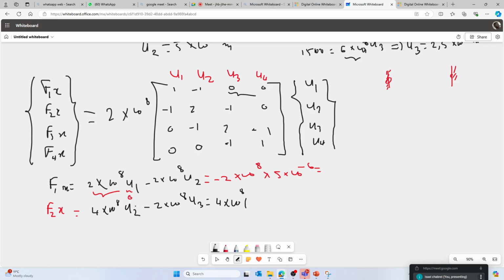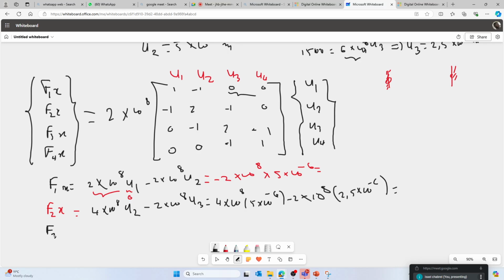10 to the 8 u2. What is u2? u2 is 5 times 10 to the minus 6 that we calculated, minus 2 times 10 to the 8. What is U3? U3 is 25, comma, 10 to the minus 6. Please answer. We do the same for F3.